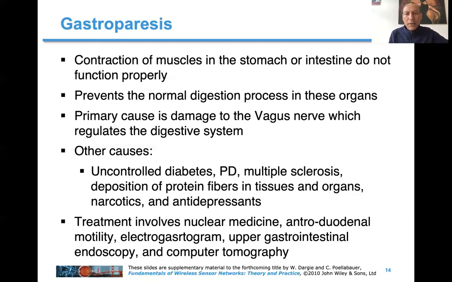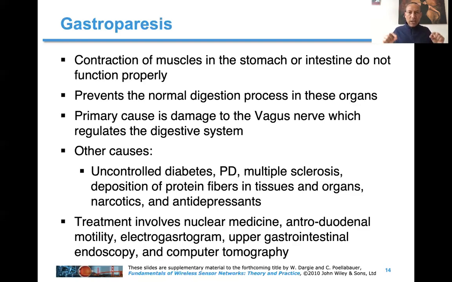Another problem is the antroduodenal motility. Again, in this case, we use radioactive material. Instead of ingesting it, it can be put in a certain part of the body, and doctors examine how long it takes to leave that part. Another option is to use electrogastrogram.